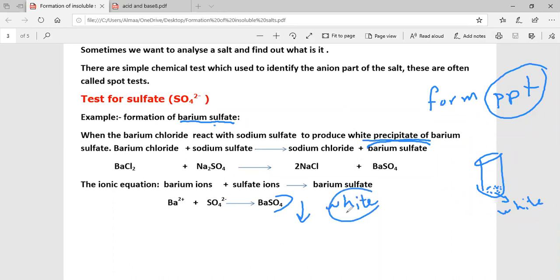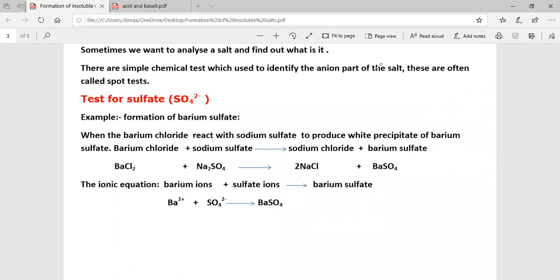Anyone don't understand? If anyone doesn't understand this point, please raise your hand. All understand this point? Okay.